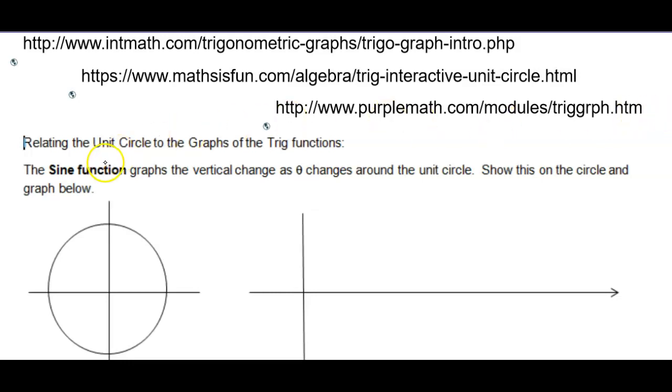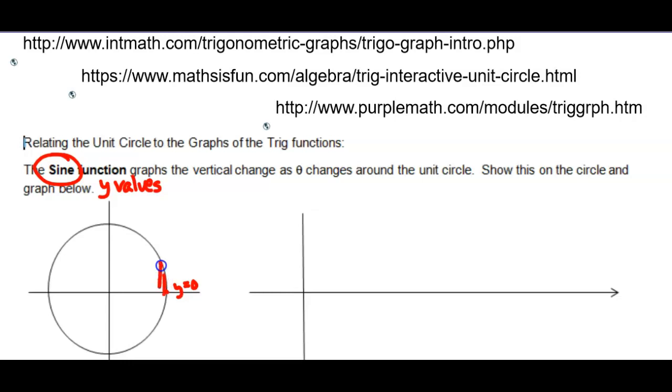The sine function graphs the vertical change as theta rotates around the unit circle. So remember, we just had a lesson where the sine is the y values. So I'm going to use two different colors here, but as we start to rotate, right here, y is 0. Then as we rotate around the unit circle here, from here, the y would be this tall.